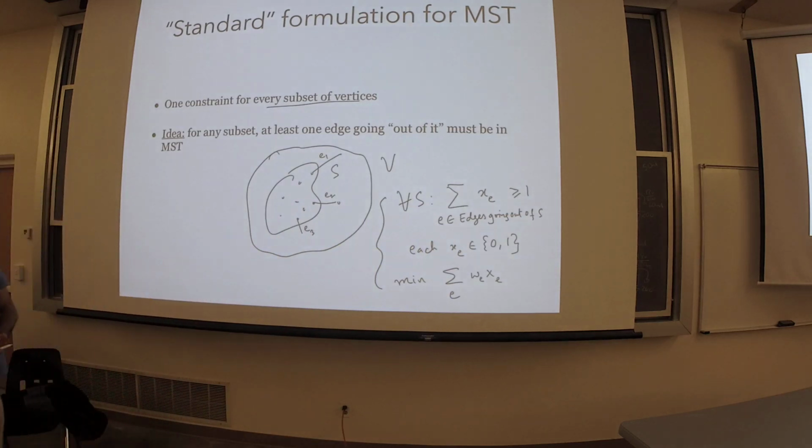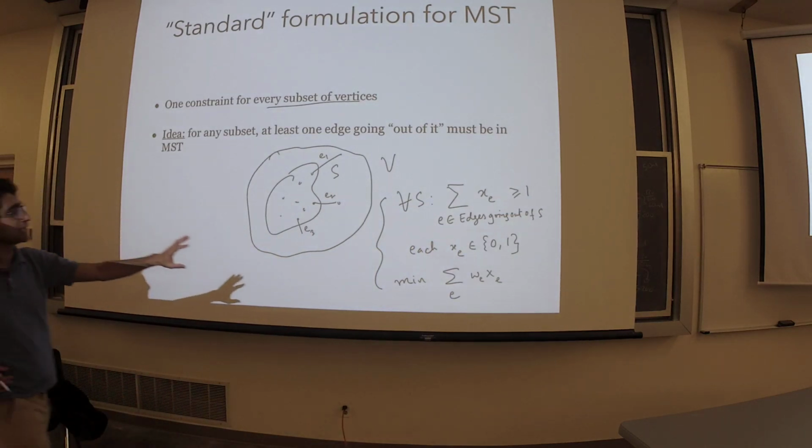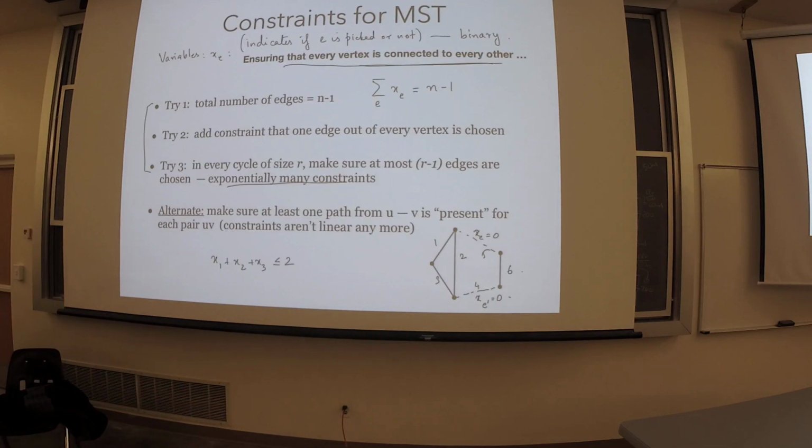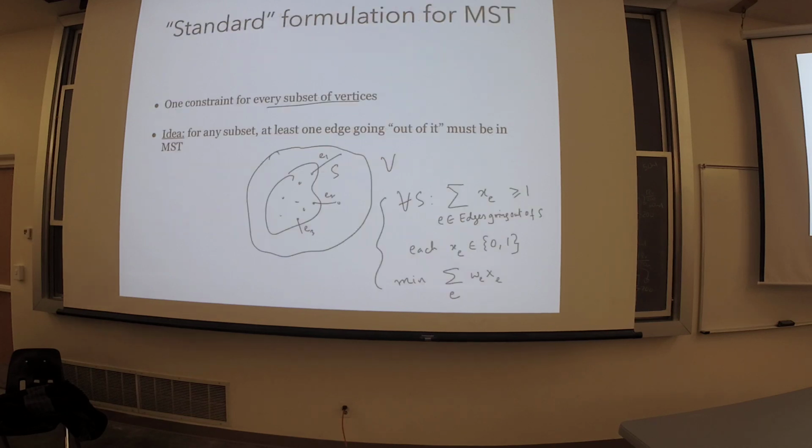If you just have these constraints, note that this also encapsulates constraints of this kind, that one edge out of every vertex is chosen. Because if your S was a singleton, which is just this one vertex, then it's saying that of all the edges going out, at least one of them must be chosen. So this captures constraints of the kind, and it also generalizes. And now you have exactly 2 to the size of V constraints.